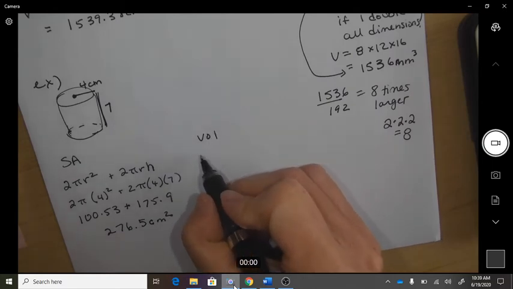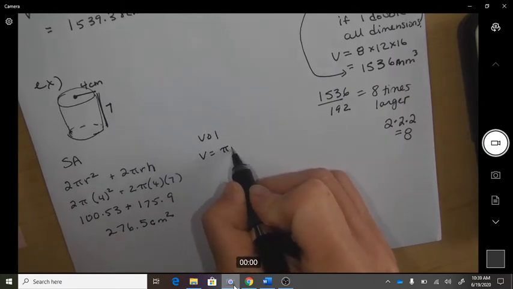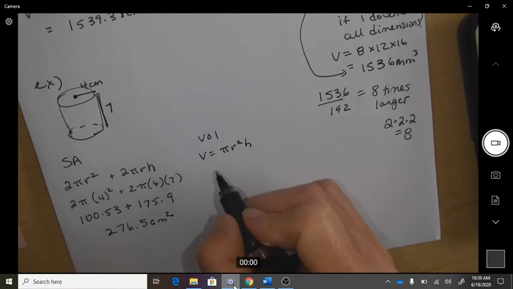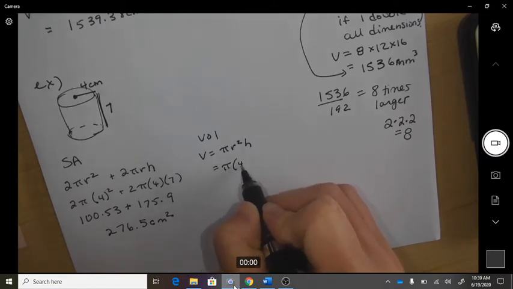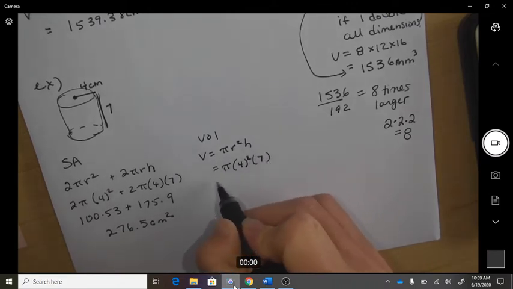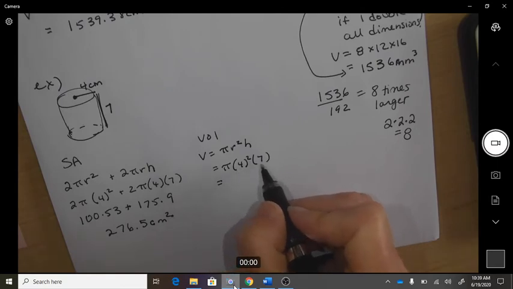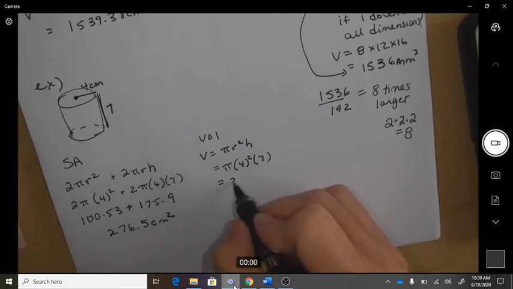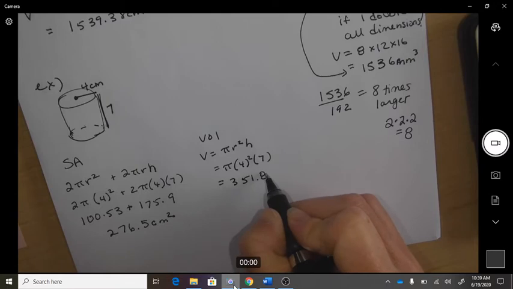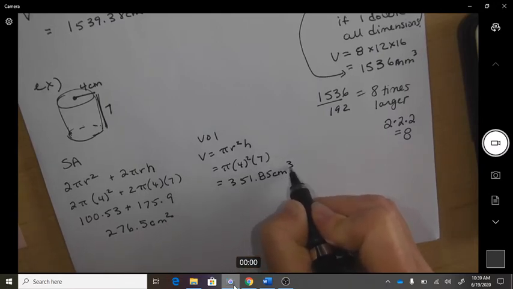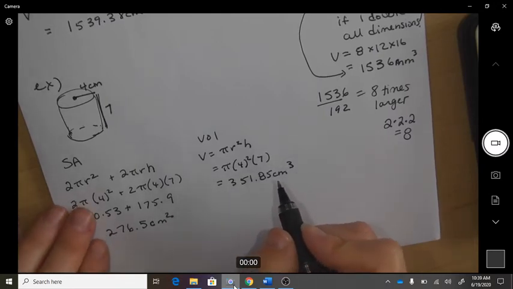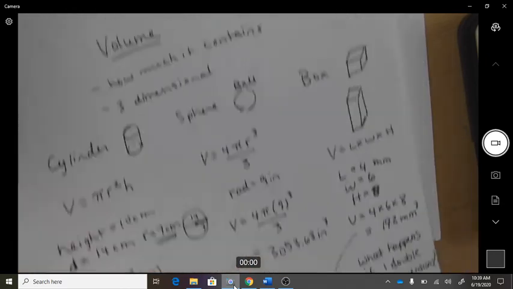And the volume is pi r squared h. So pi times 4 squared times 7. Typing into your calculator, you get 351.85 centimeters cubed now. Volume. Important with the measurements.